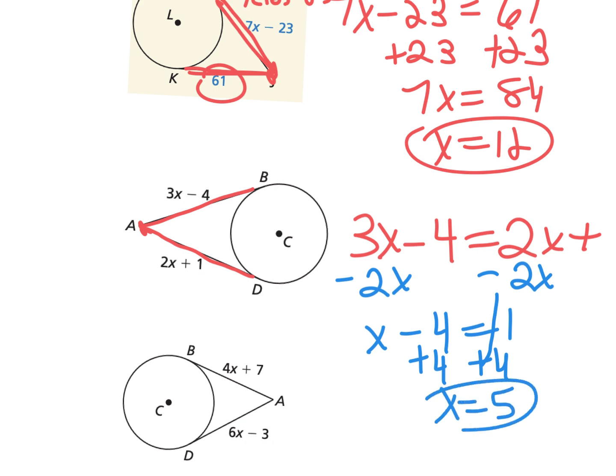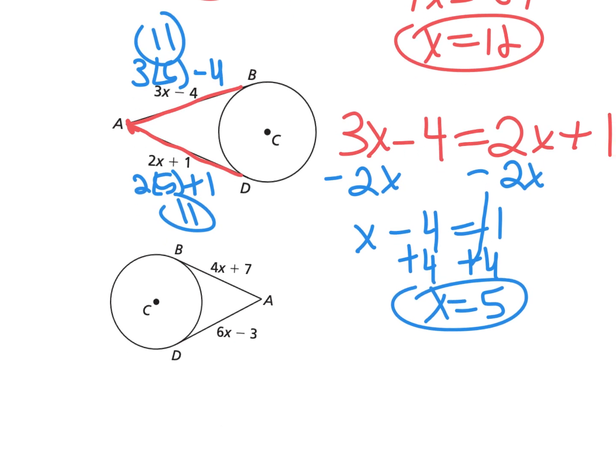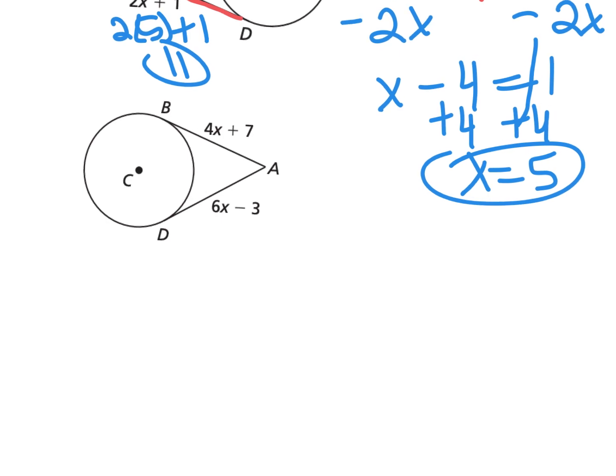And if we just double check that that makes a true statement, we could go in and say 3 times 5 minus 4, 15 minus 4 is 11, and 2 times 5 plus 1, 10 plus 1 is 11, so we know that it's a true statement. Okay, let's just do one more quick look here at one more example.